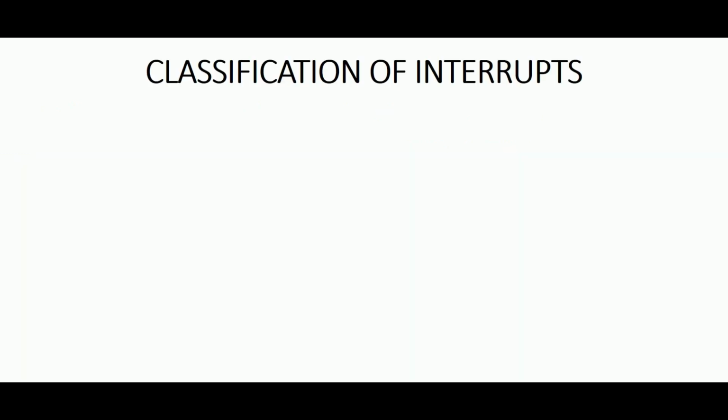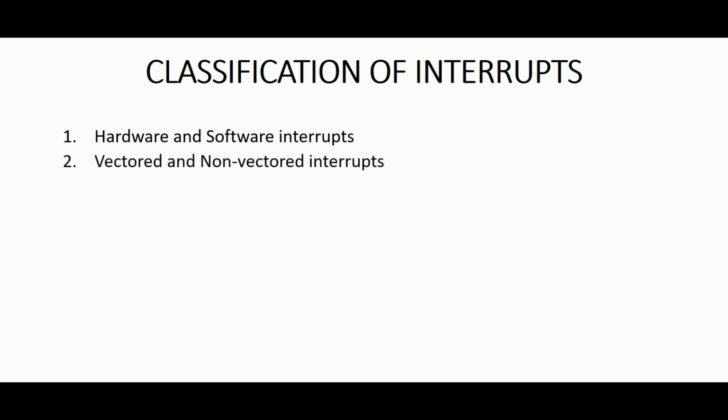Let us understand the various classifications of interrupts. The first way the interrupts can be classified is by hardware and software. So there are hardware interrupts and software interrupts. The second way is that interrupts can also be classified as vectored and non-vectored interrupts. And the third one is maskable and non-maskable interrupts. So let us try to understand the first one, that is hardware and software interrupts.